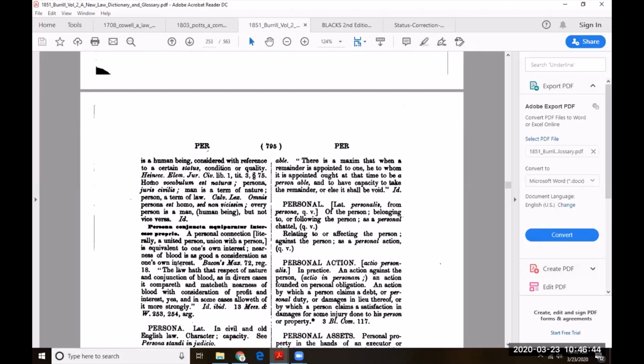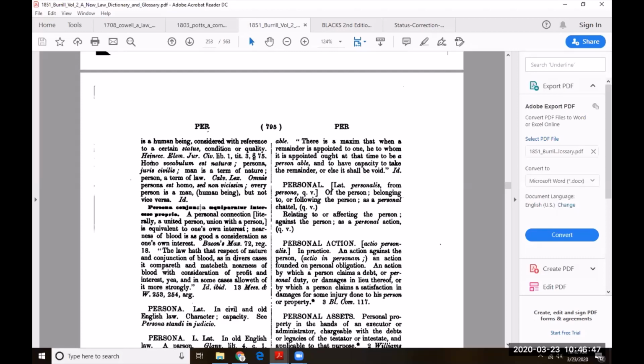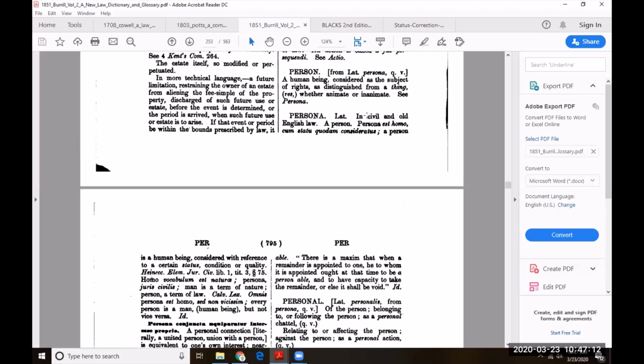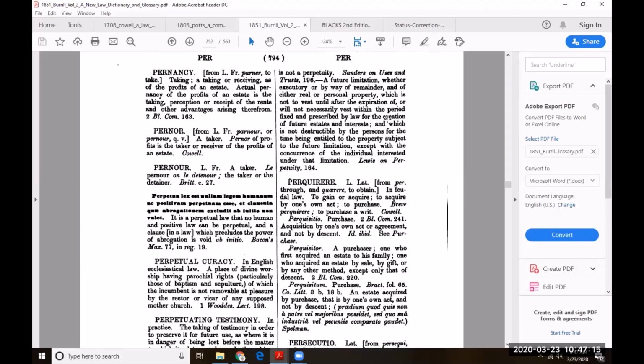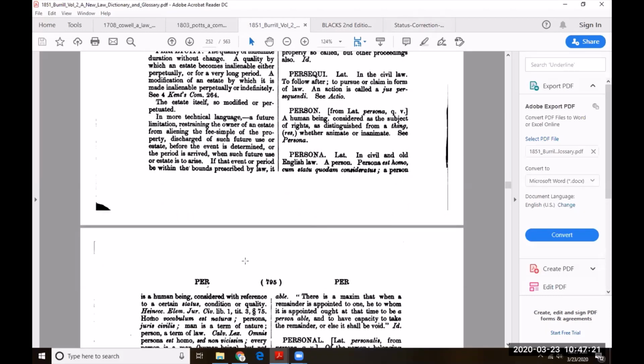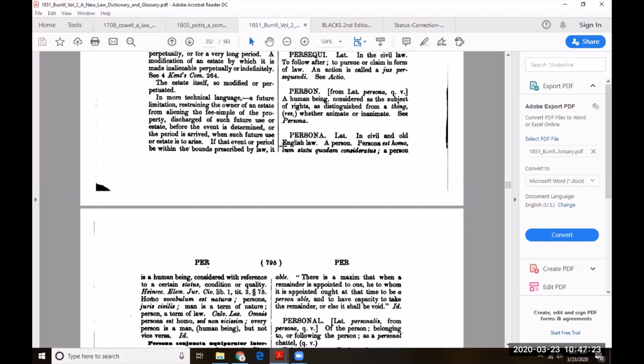Is this a different definition or still the same thing? Persona, I can't read that, it's too small. A personal connection. And this is in brackets, we're not going to read that. A personal connection is equivalent to one's own interests. Nearest of blood is as good a consideration as one's own interests. We don't need that. Let's read persona again. This is page 794, and this is page 795. So as I read across here, it comes down here. All right, let's not get confused in that.